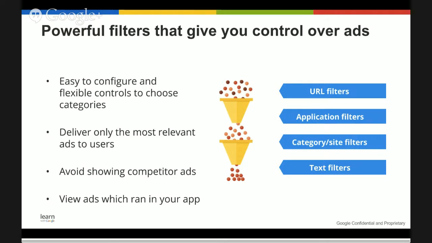Of course, we are able to deliver only the most relevant ads to the users. The ads are delivered based on the interest of the user, the type of the app, and the vertical, of course, to which the app is actually associated. You can avoid showing competitor ads, so you can block specific competitors if you don't want to cannibalize your direct sales, for example. And of course, you can have full visibility on the ads that run on your app.